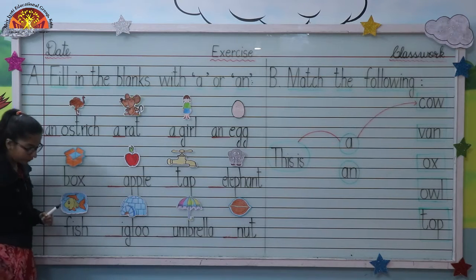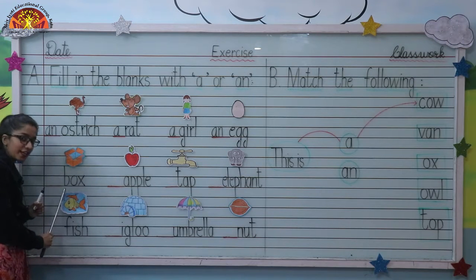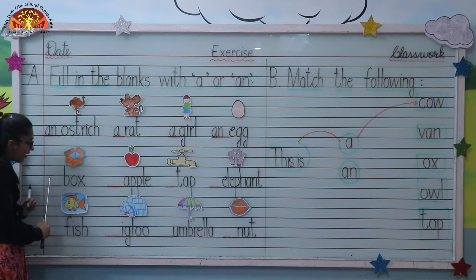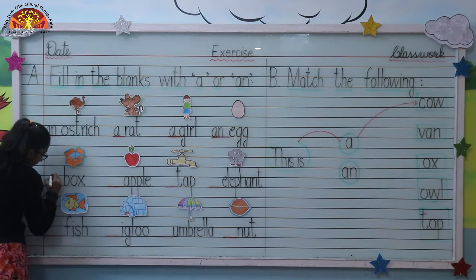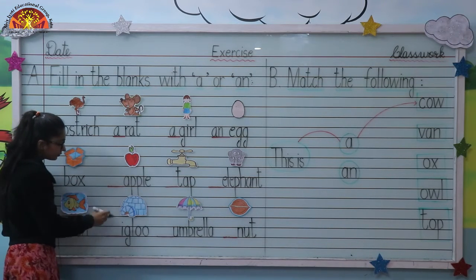Move to next line. Dash B-O-X. Box. Here first letter is letter B. B is a consonant. So we have to write a before this word. So write a. Like this.